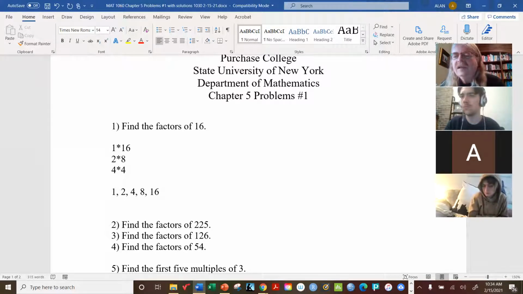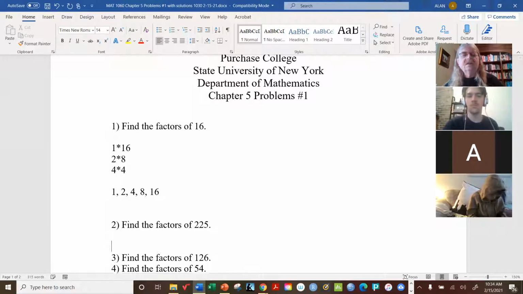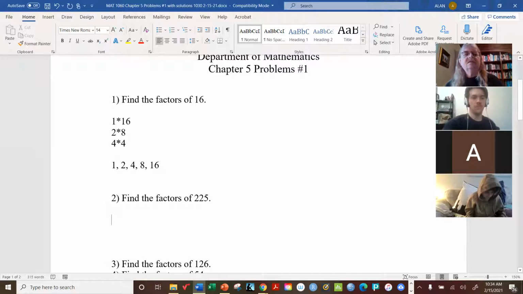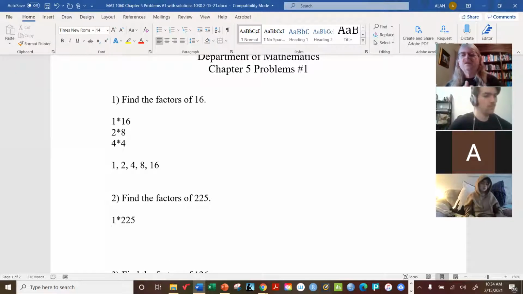All right, so that was easy, good. Now, how about 225? Now, that one's a little bit more challenging. So let's start with 1, of course. 1 times 225. Now, clearly, this is not an even number. It will not be divisible by 2. How about 3, though? Turns out there's an interesting little rule about 3. If you've forgotten it, maybe you learned it, maybe you forgot, I'll put it in parentheses here.